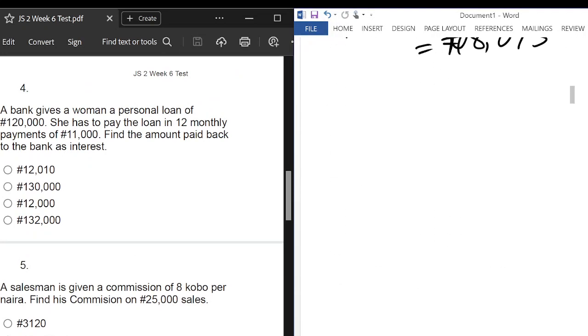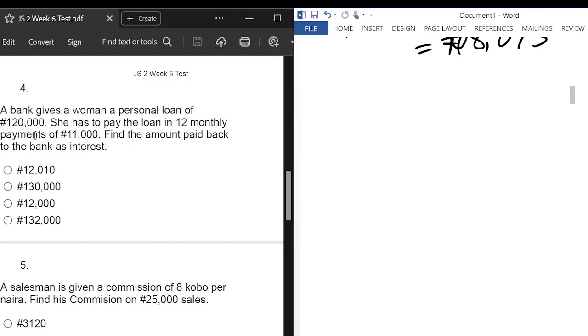So for question number 4, a bank gives a woman a personal loan of 120,000 naira. She has to pay the loan in 12 monthly payments of 11,000 naira. Find the amount paid back to the bank as interest. So what we're going to do: the bank gives a woman a personal loan of 120,000 naira. That is the principal, that is the loan. She has to pay the loan in 12 monthly installments of 11,000.